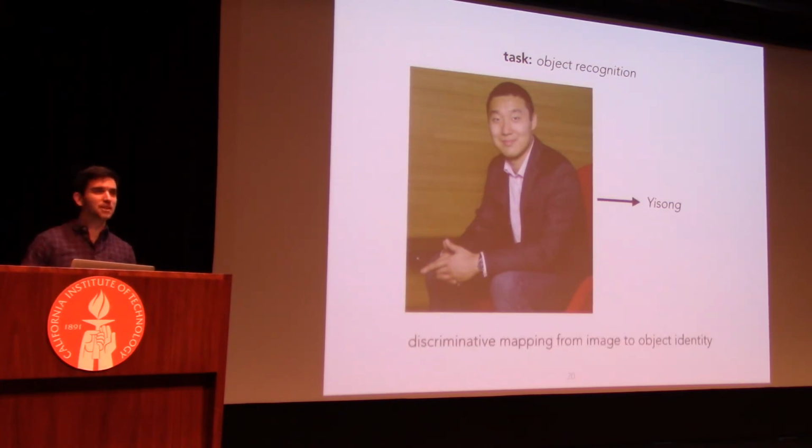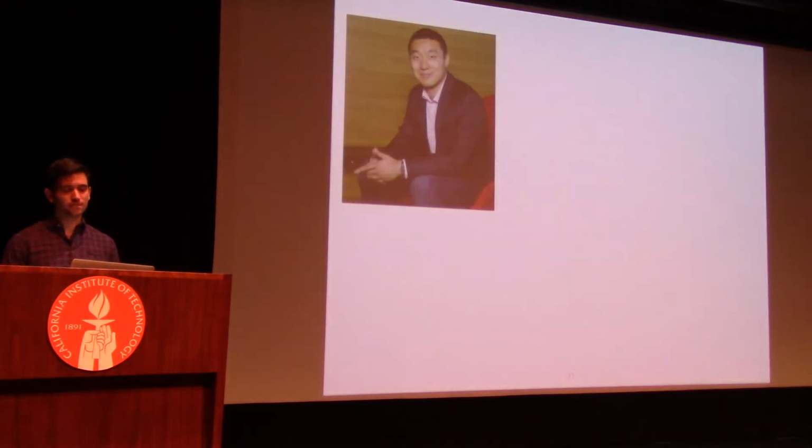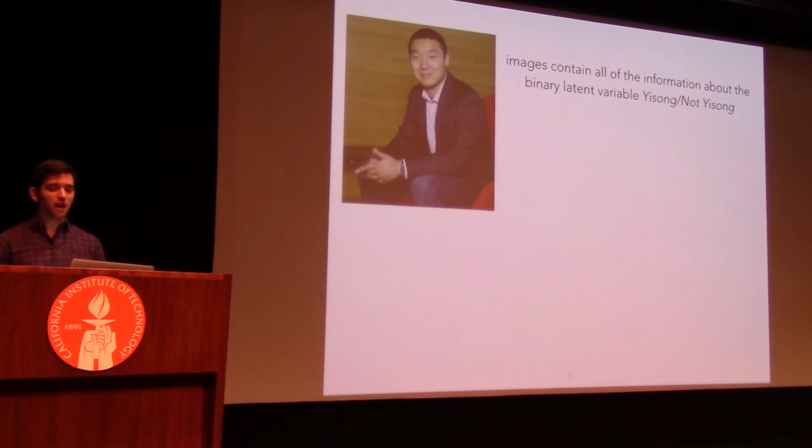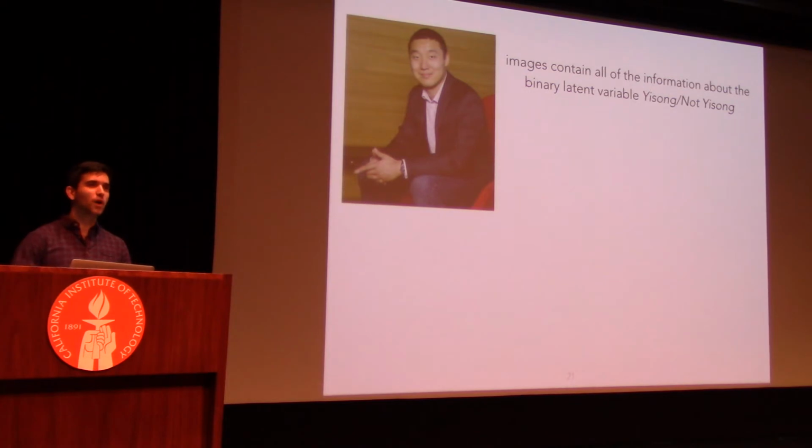And I'd like to develop essentially a discriminative mapping from some image that I have to an object identity, in this case, whether or not it's Yisong in the image. If I'm given this image, all of the latent information about whether or not this is Yisong is contained in the pixels. All of that information is in this image currently, but it's not in a form that we can readily utilize to decide whether or not it's Yisong.